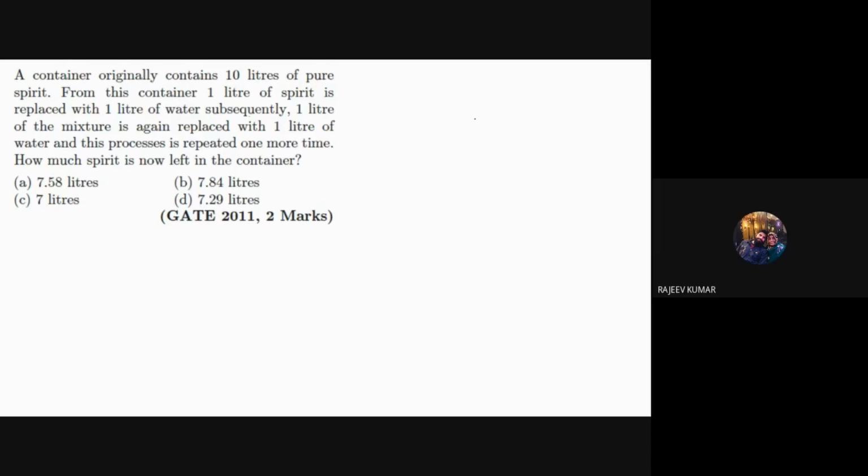So, let's see. I have 10 liters of spirit. I'll make a table like this. Spirit is there, and then what is there? Initially, what you have is 10 liters of spirit and 0 liters of water. Now, in the first iteration, 1 liter of spirit is replaced with 1 liter of water. So, you have 9 liters of spirit left and 1 liter of water.